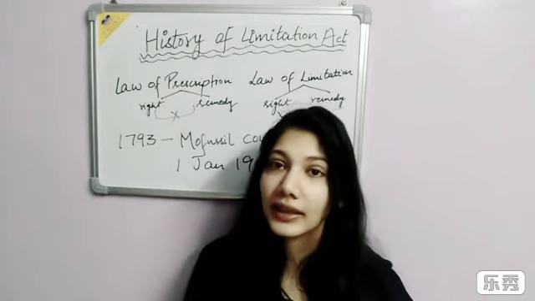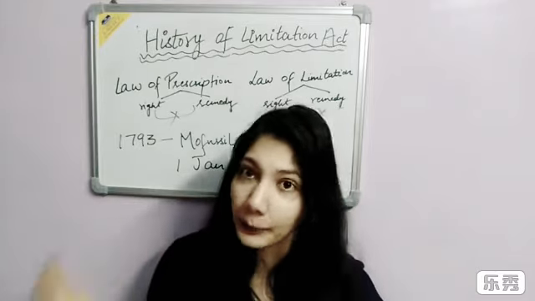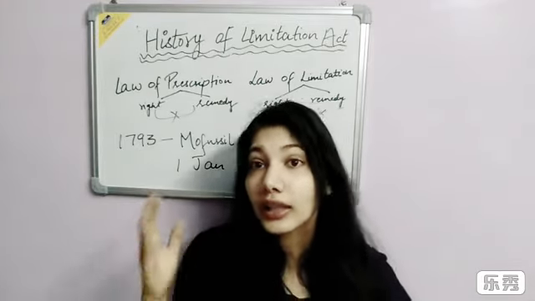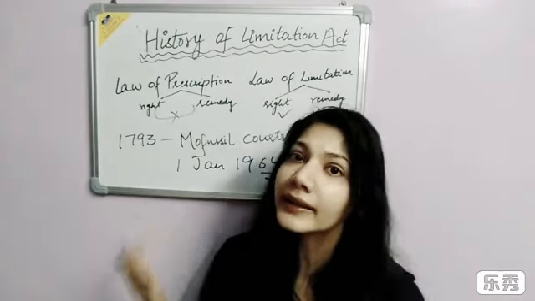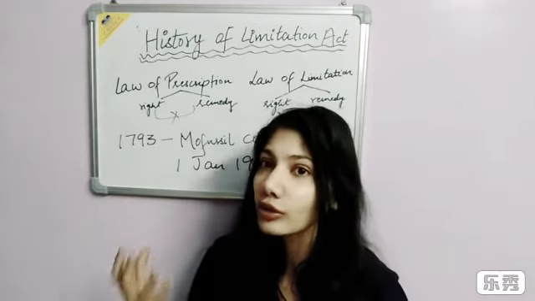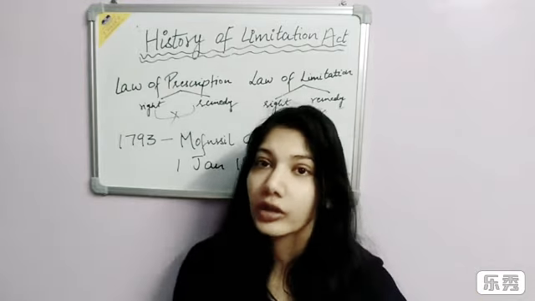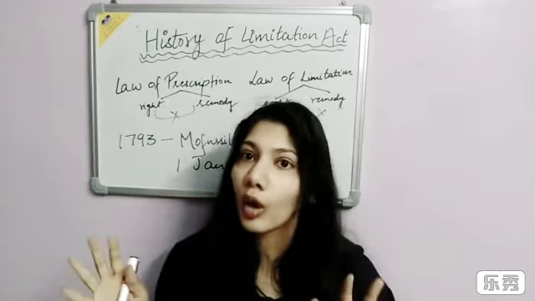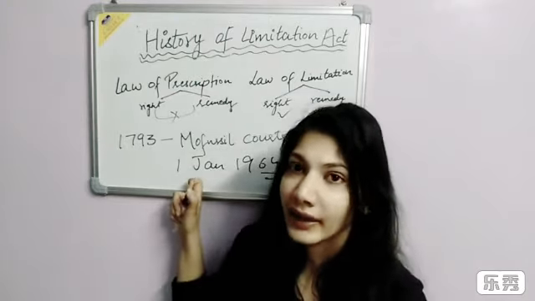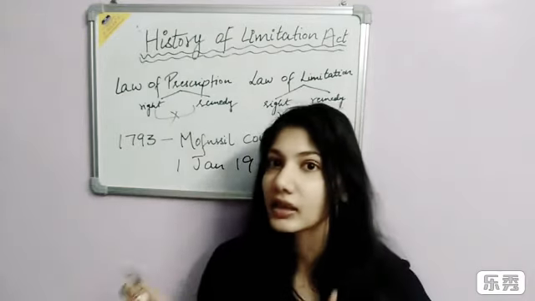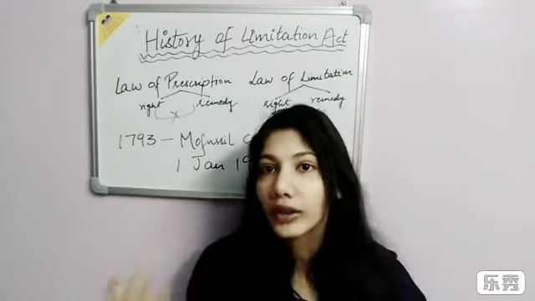In criminal proceedings, the articles are 114 and 115 for appeal, and for revision the article is 131, and it provides the limitation for suits, applications and appeals, and also the law of prescription. It is applicable to the whole of India except Jammu and Kashmir, and it came into force on 1st January 1964. So I hope the brief history of the Limitation Act, how it came, is clear.